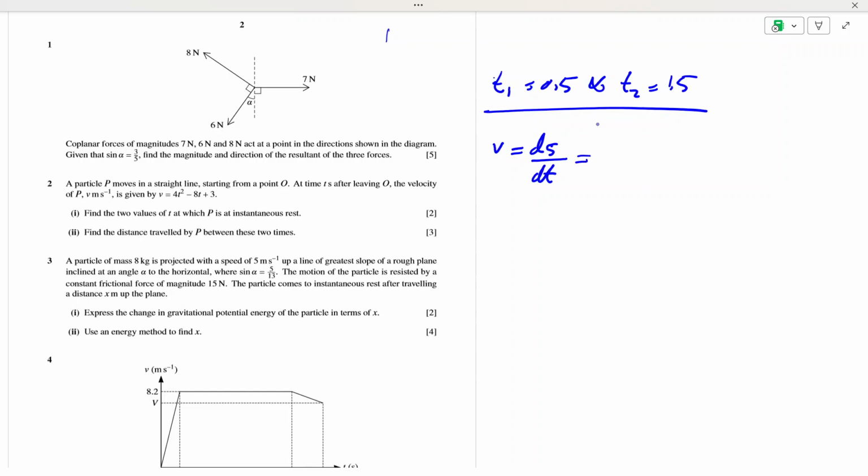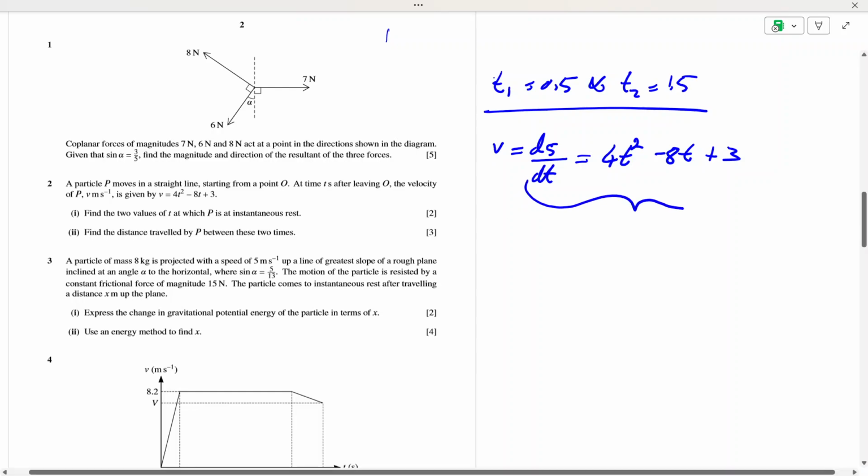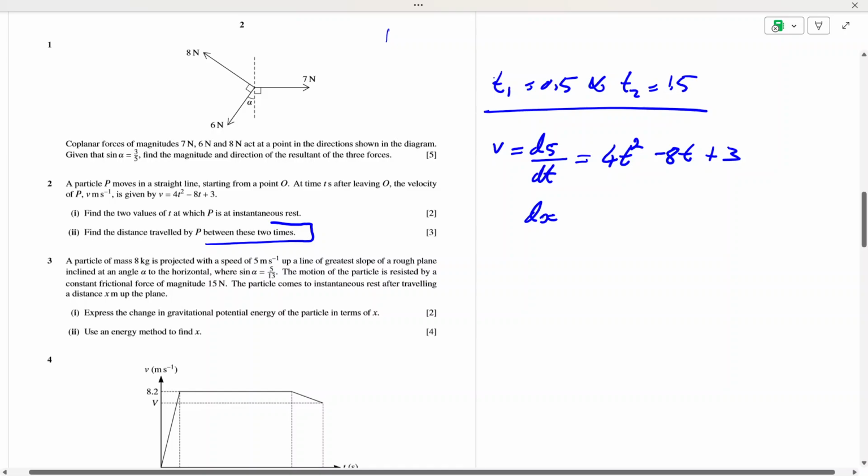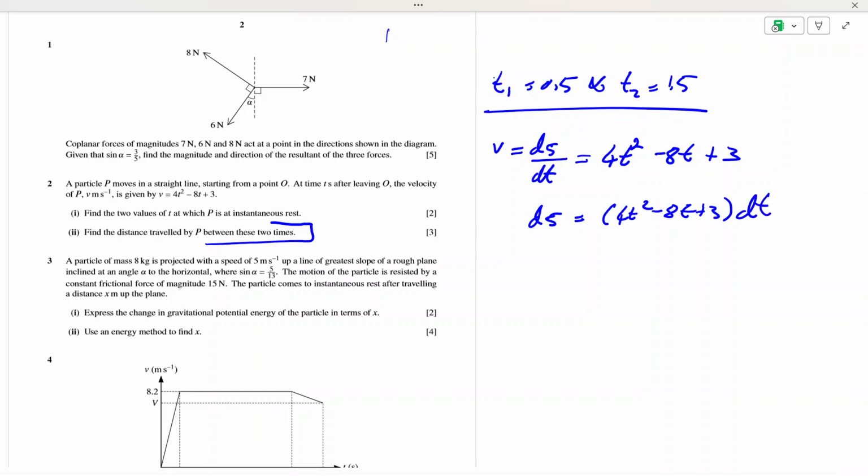And we also know that the same v, the function we got, is 4t squared minus 8t plus 3, right? So we can just solve this differential equation, and then use the limits, since it's saying between these two times, which are 0.5 and 1.5. So I'm going to solve for s. To solve the differential equation, I'm going to do a separation of variables. So this becomes ds is equal to 4t squared minus 8t plus 3 multiplied by dt, right?